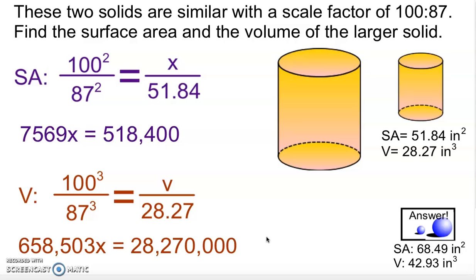87 cubed is 658,503, and 100 cubed times 28.27 is 28,270,000. And when I divide that by 658,503, I get 42.93 cubic inches. So that's how I do this type of problem.